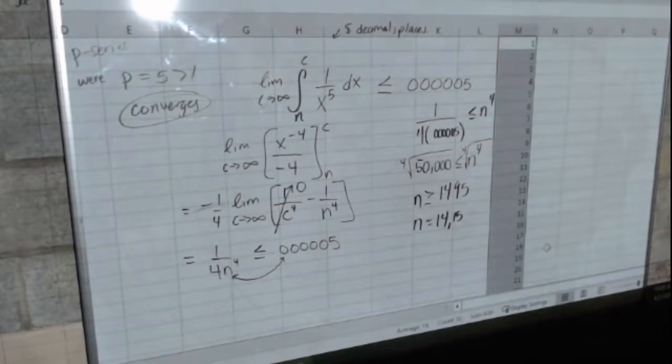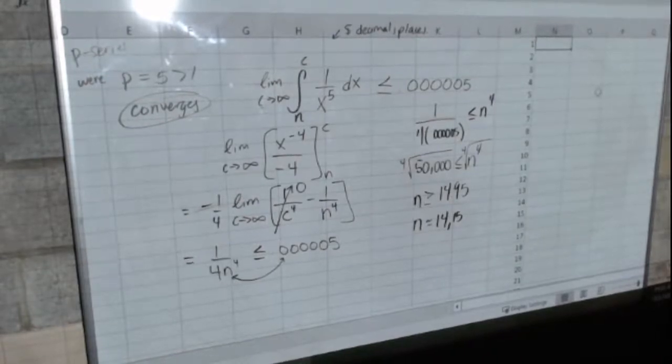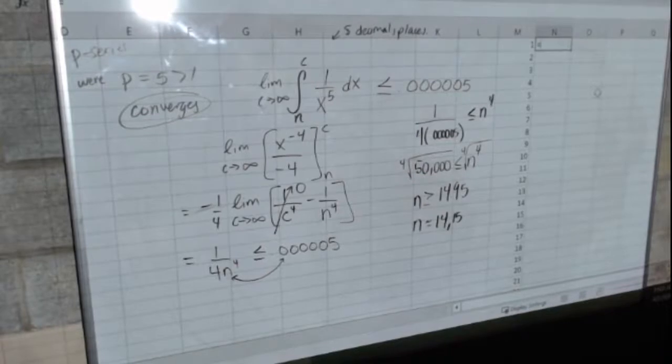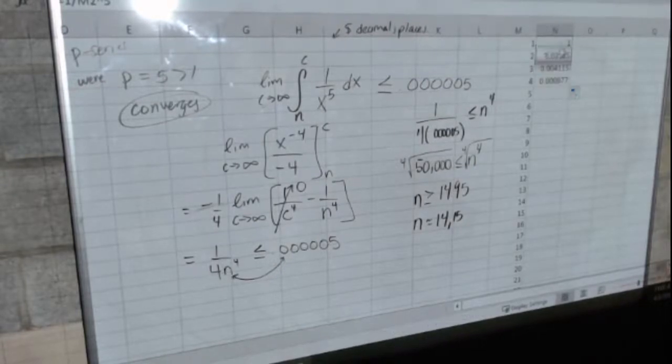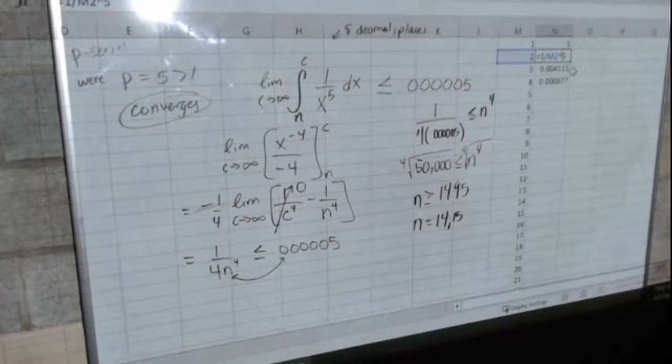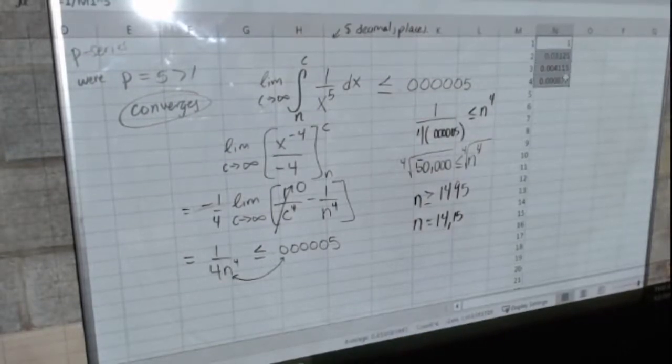Okay. Then my terms of my sequence are 1 divided by this number to the 5th power. Let's see if I can drag that and it'll cooperate. Nope. Oh, maybe it did. Yeah, we're good. Okay. So let me drag those. So that's each individual term.